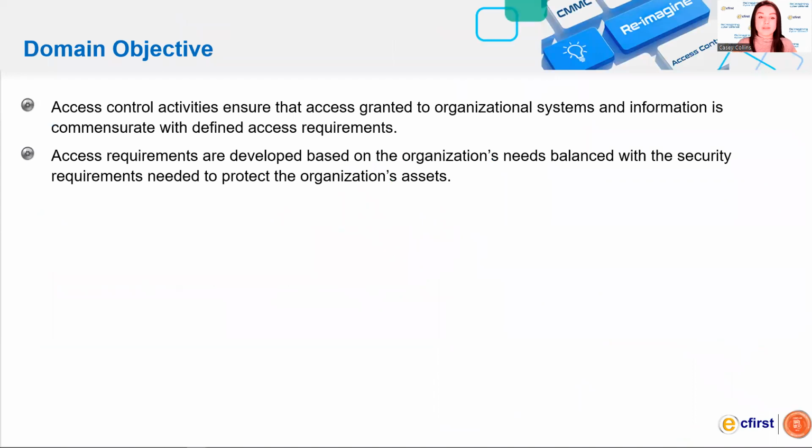So the domain objective: access control activities ensure that access granted to the systems of the organization and information is commensurate with the defined access requirements of that organization. Access requirements are developed based on needs of the organization, balanced with the security requirements needed to protect the assets of that organization.